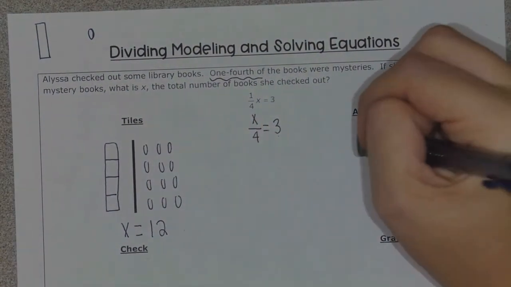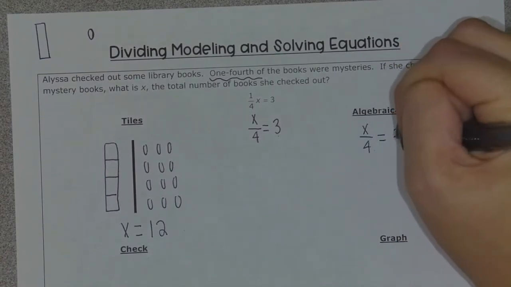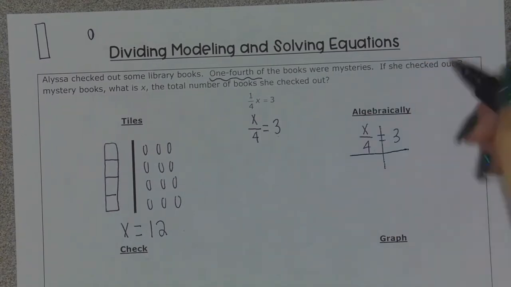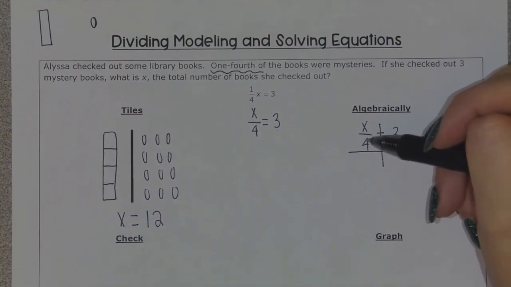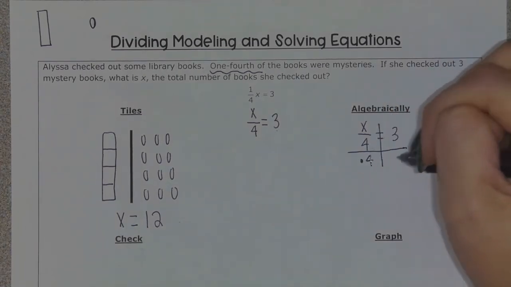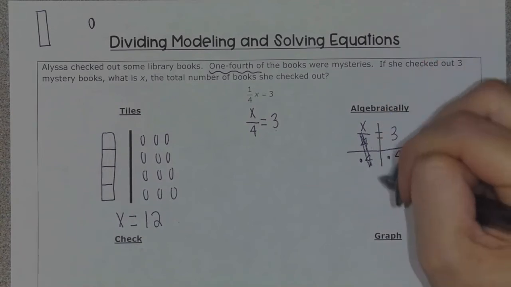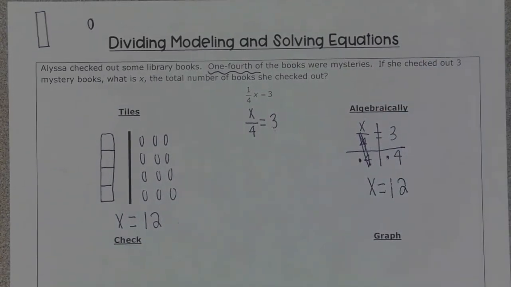So algebraically, if I write this as x divided by 4 equals 3, I'm going to set up my t-chart. Remember, I want to do the opposite of what is bothering x. Since dividing by 4 is what's bothering x, the opposite would be times 4. So my 4's cancel each other out. So I'm left with x equals 3 times 4, which is 12.